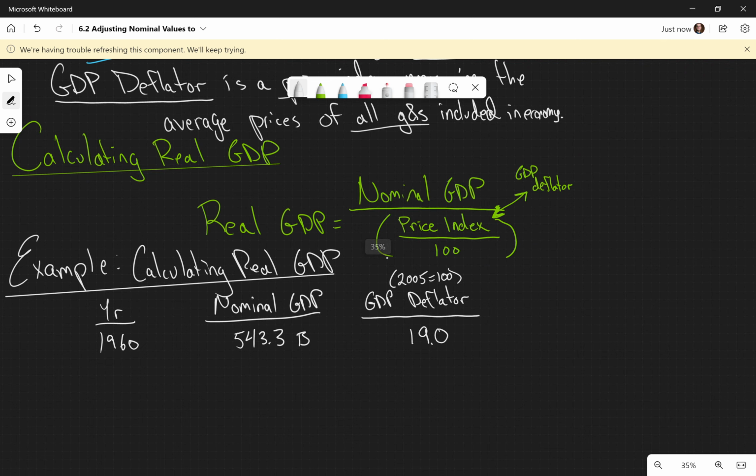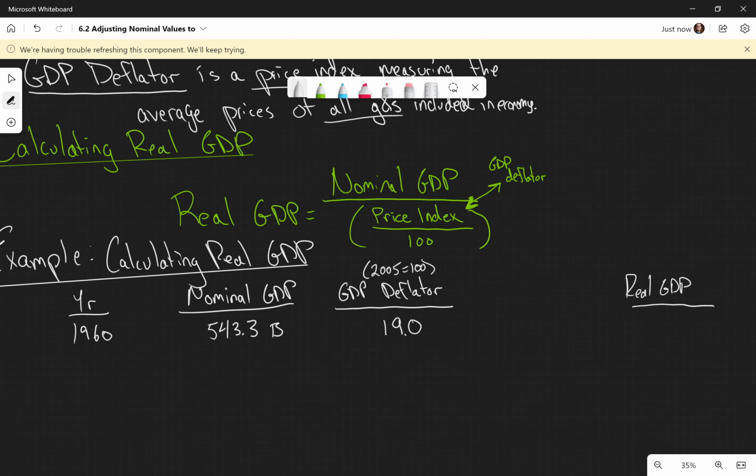And so how do we get to our real GDP? Which, since it's a real GDP instead of a nominal GDP, we need to say what it's in, and we would say this is a real GDP in 2005 dollars.